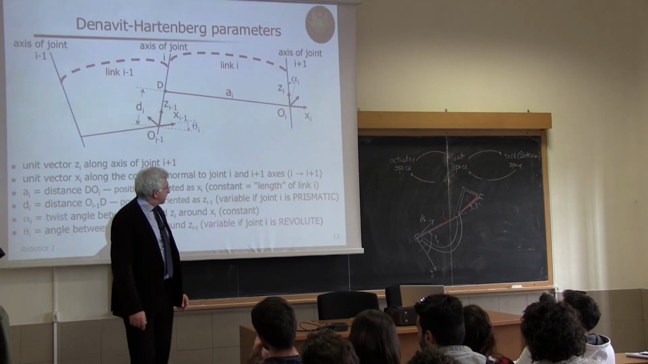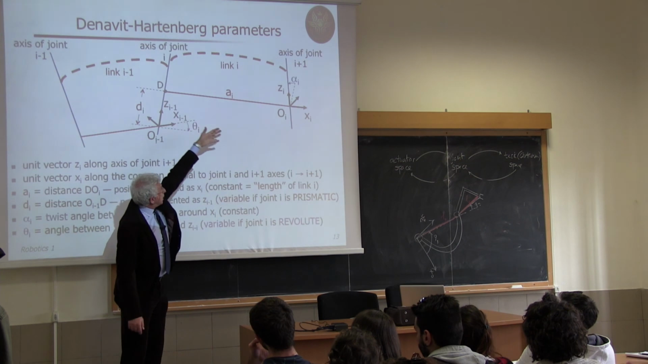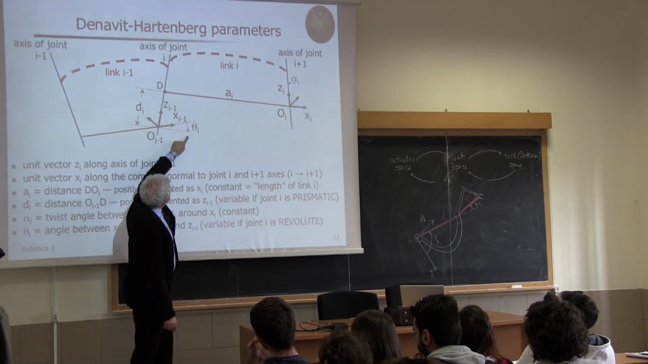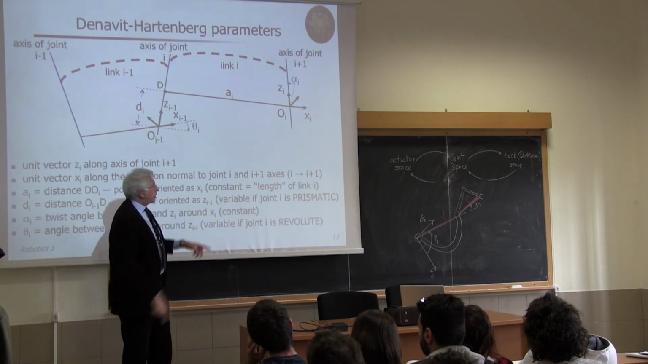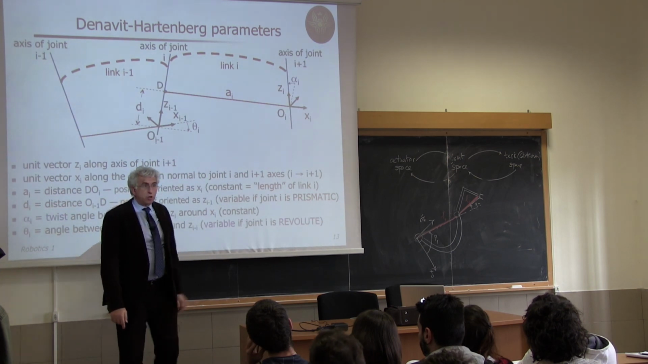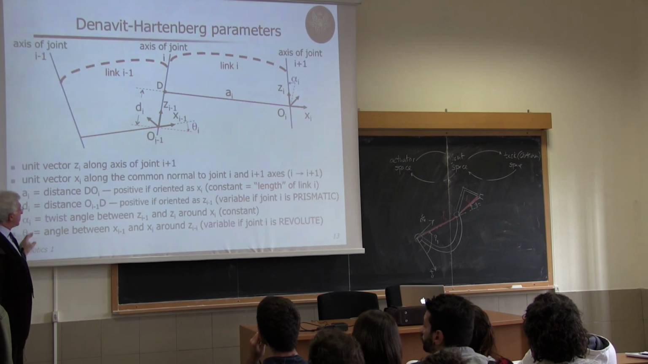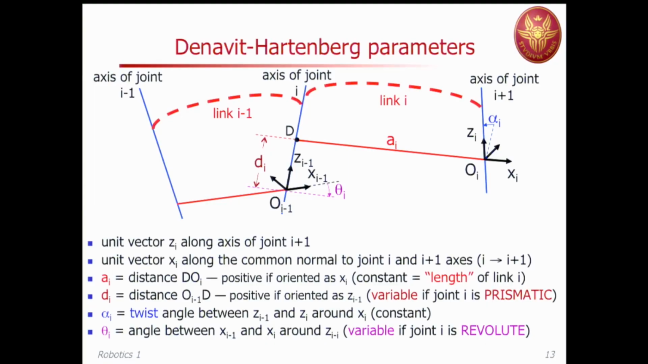Okay? And again, this will be variable if this is a revolute joint, because this frame and this link will rotate, and so this angle, aligning x minus 1 with xi, will change, so theta i will be the joint variable. See, out of these 4 parameters, ai and alpha i are always constant, and di and theta i, one is constant and the other is variable depending on the nature of the joints.